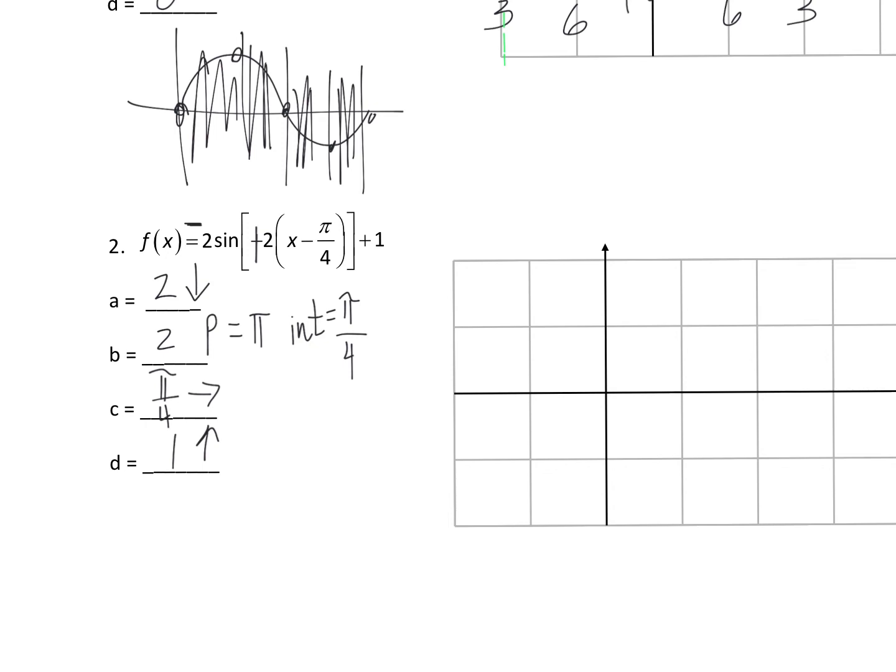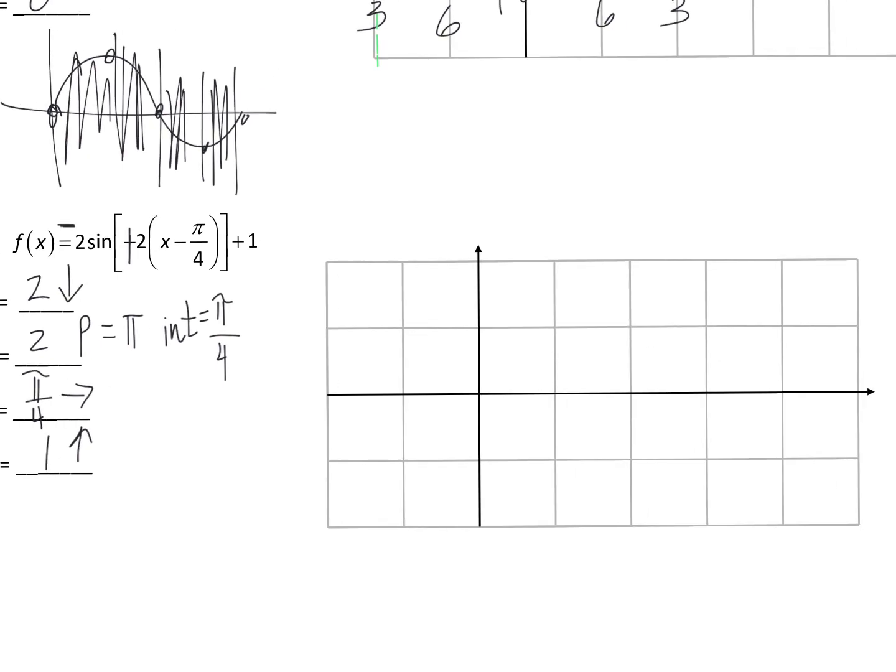Okay, so when we do this, we want to go in reverse order. We want to do our d first. When you have all of these, you want to do your d first, but when we do our d, we have to keep a in mind, and then we're going to do our c, and then we also have to keep b in mind while we do that.